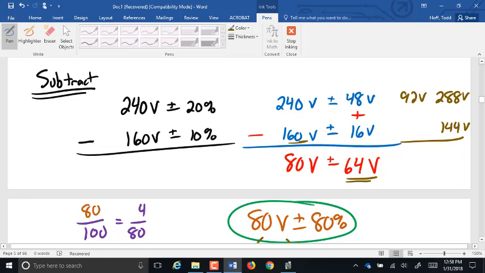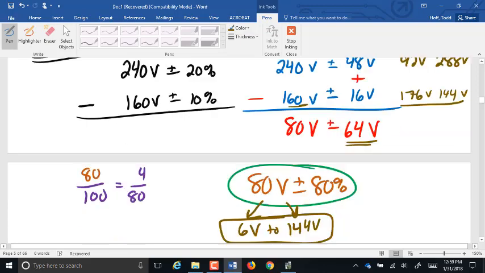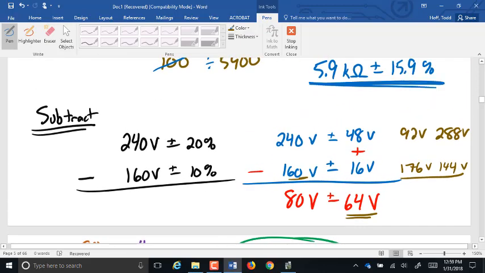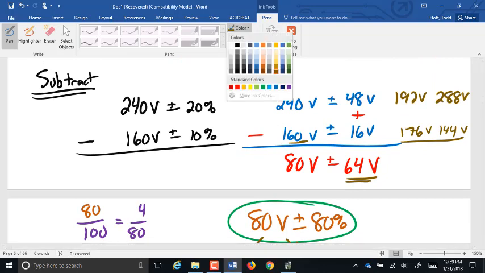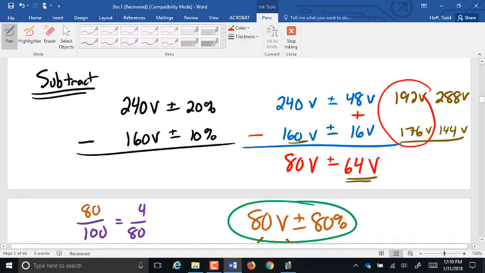Oh, just a second here. Got to be careful. 160 to 144 and 176. That's not the direction I was expecting that to go. Oh, my 1 disappeared. That's why. Okay, so now when I go to subtract, 192 minus 176 is 16 volts difference.